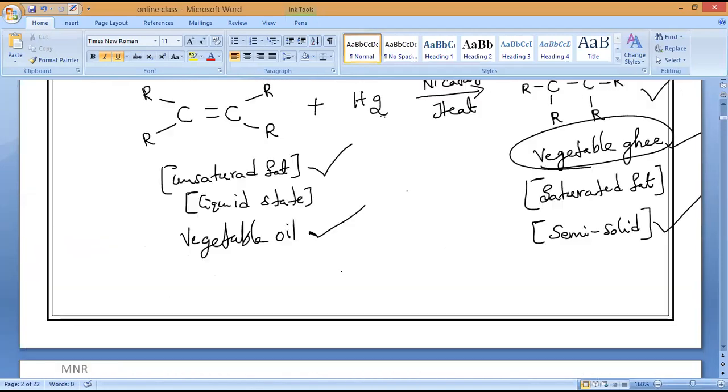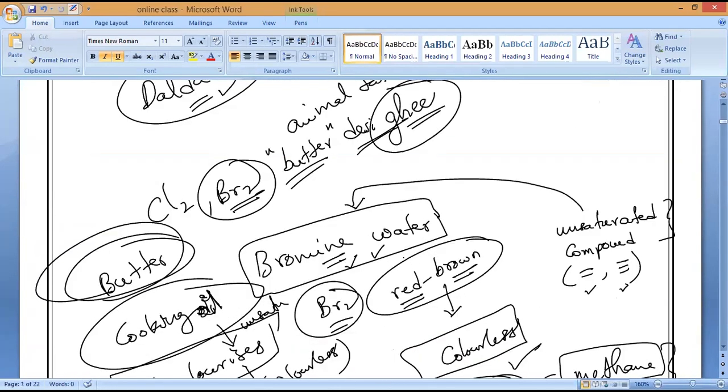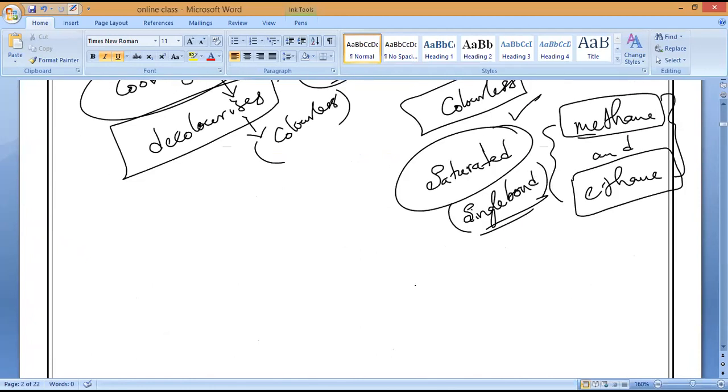So addition reaction will happen with hydrogen. It will happen with chlorine also, as well as with hydrogen also. Any doubt in this? Anybody can ask. Are you clear, all of you? Yes, please.